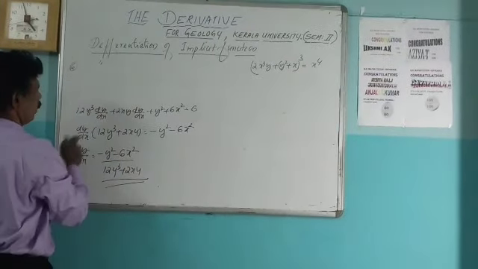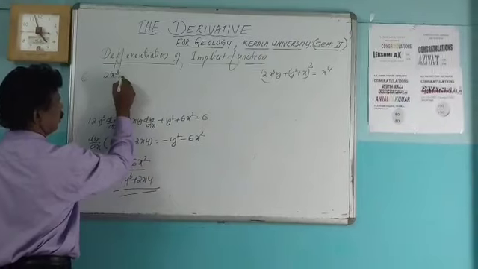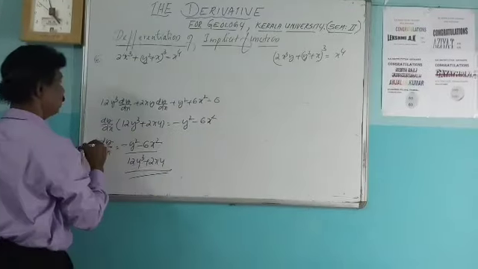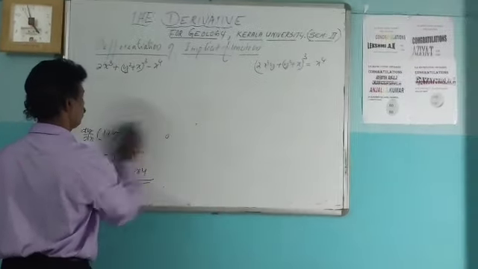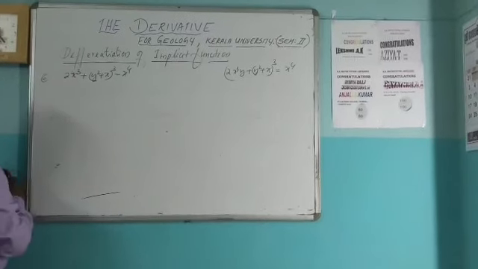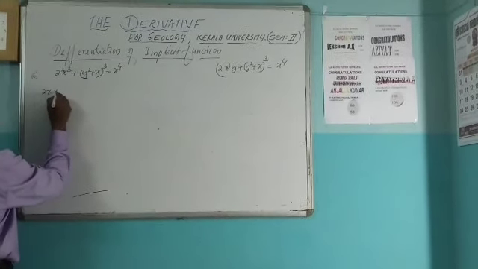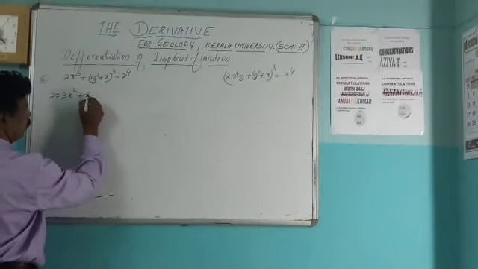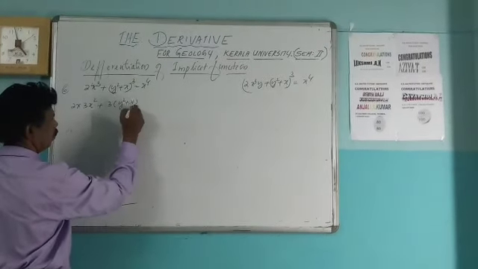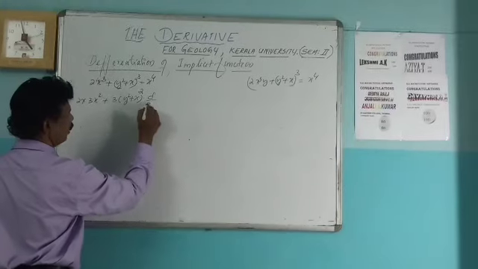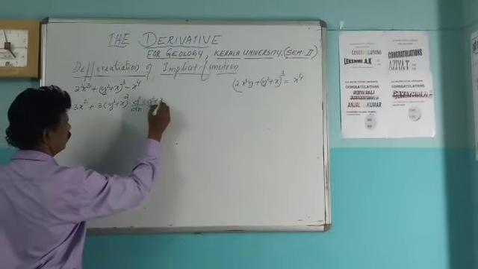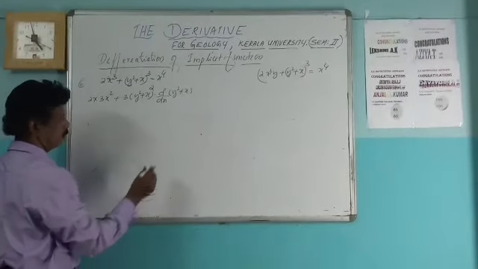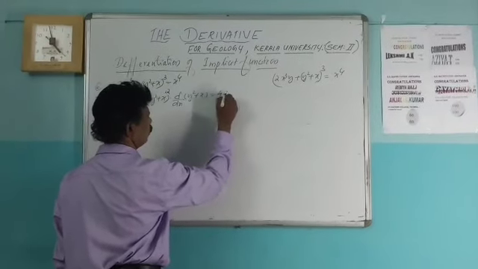Differentiate (2x cube y plus y square plus x) the whole cube equal to x raised to 4. This is also an implicit function. Then differentiate the function with respect to x. That is 3 into (y square plus x) the whole raised to 2 into d by dx of (y square plus x), equal to the derivative of x raised to 4, 4x cube.